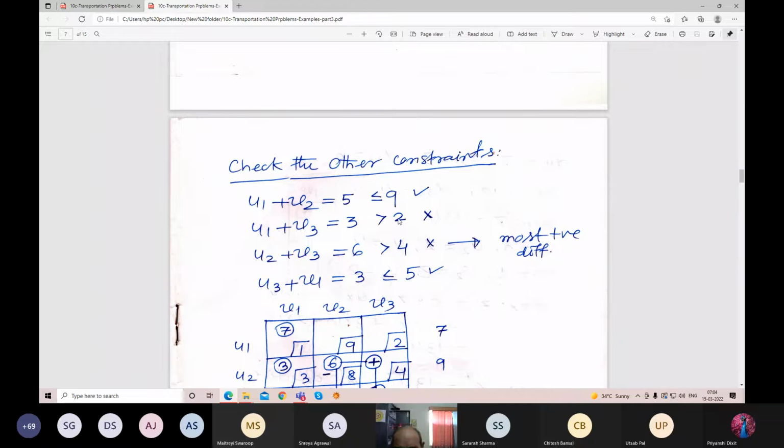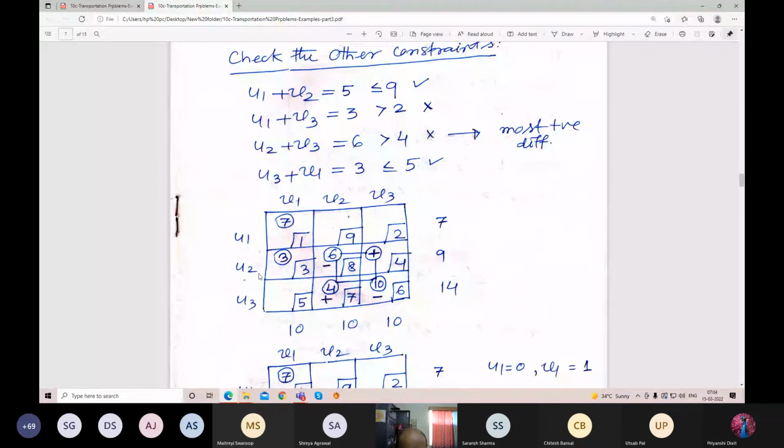3 minus 2, it is positive, 1 unit. 6 minus 4, it is positive, 2 units. So the most positive difference is giving this cell U2B3. U2B3 means second row, third column. With respect to this, this is the entering variable. Once we say this is the entering variable, with respect to the entering variable we will form a closed loop by drawing horizontal and vertical lines.